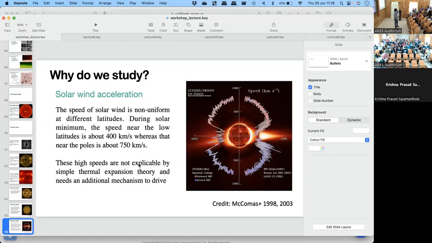Because current sheets are boundaries of opposite magnetic field. That's where a current sheet is formed. That's why there is a possibility of reconnection there. The thinner the current sheet, the closer the opposite polarity magnetic fields are, and the greater the possibility of reconnection there.